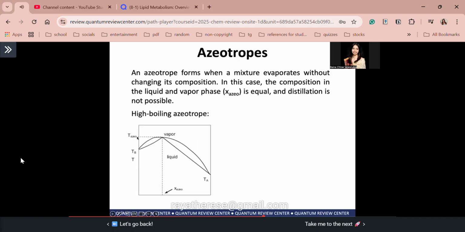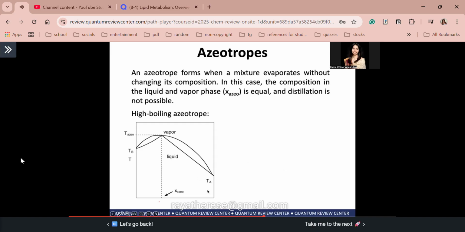So tingnan nyo to guys, this is a high boiling azeotrope. For example, the mole fraction of component A is 0.30. Tapos yung initial temperature mo nandito ka. Tapos, iinitin mo ang mixture mo until it reaches the final temperature here. Tf is T azeo. What happens guys is that the liquid mixture has evaporated and it has transformed into a vapor. Notice guys that as it transformed into a vapor, same pa rin ang kanyang mole fraction. Same pa rin ang mole fraction ni component A.